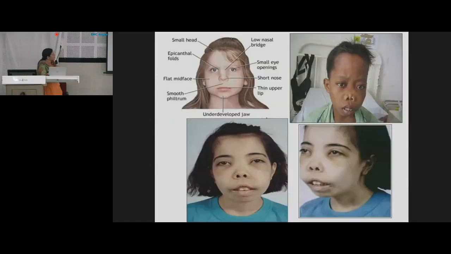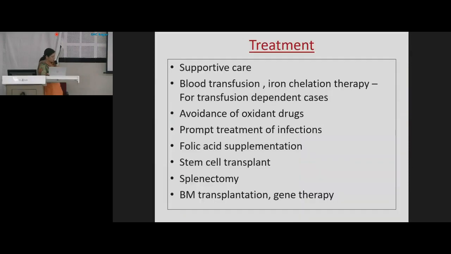Now you can see here the picture of the beta thalassemia patient. Frontal bossing is there. So the treatment is supportive care, blood transfusion and iron chelation therapy, avoidance of oxidant drugs, prompt treatment of infection, folic acid supplementation, splenectomy can be done, then bone marrow transplantation, stem cell transplantation and gene therapy also is given.